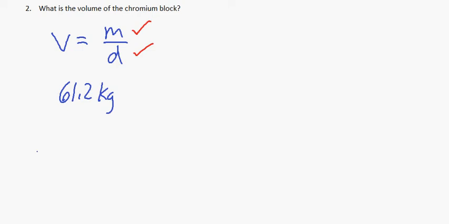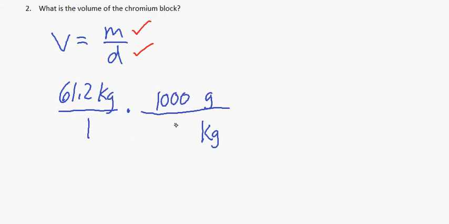We can do this by setting up a conversion with dimensional analysis. We're going to multiply the conversion factor with kilograms on the bottom, grams on the top, and appropriate values will be 1,000 grams with 1 kilogram. That gives us 61,200 grams as our mass for the block in grams.